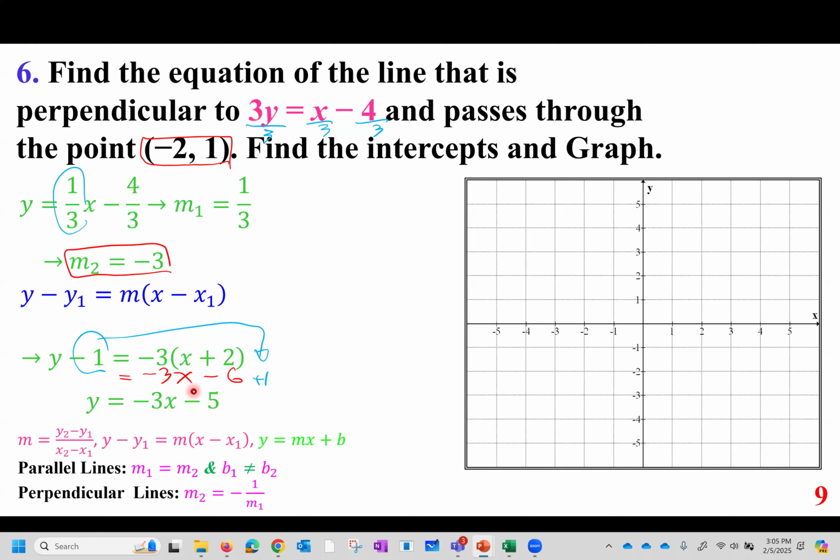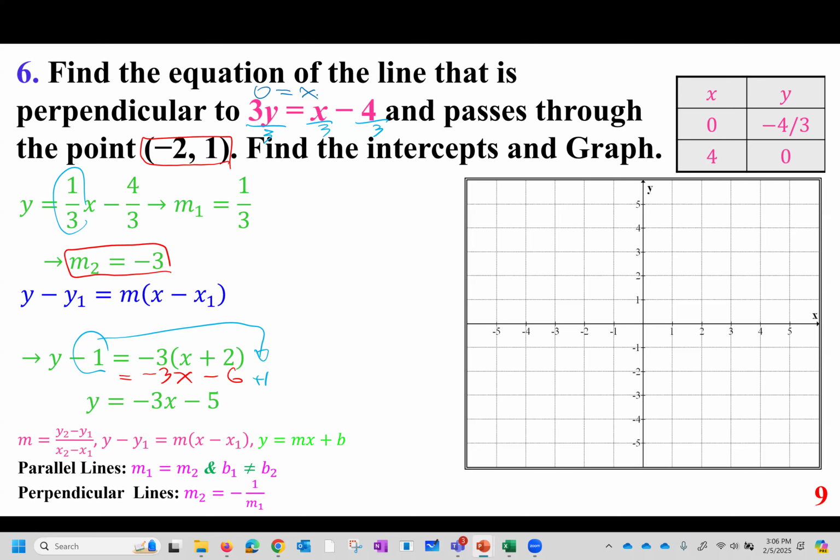Now, let's actually graph both lines, and for both lines, I want to come up with the intercepts. For this one, if you set x equal to 0, you find y. If you set y equal to 0, you find x. So if I set x equal to 0, I get negative 4/3. If I set y equal to 0, x becomes 4. Quickly, if I set y equals 0, I get 3 times 0 is 0, x minus 4, and x becomes 4.